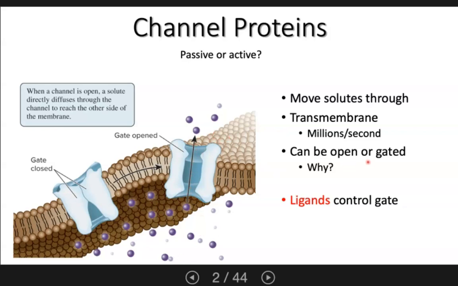These proteins can be open or gated. That's because, like anything else that we're doing, we need to be able to control when we can move items in and out of it. And the thing that's going to be the key to open these proteins are called ligands. Ligands are essentially just the name of the molecule that's needed to either keep the gate closed or keep it open. In particular, this image is looking at a channel protein.